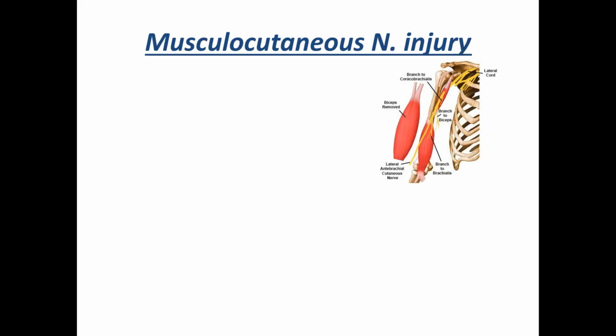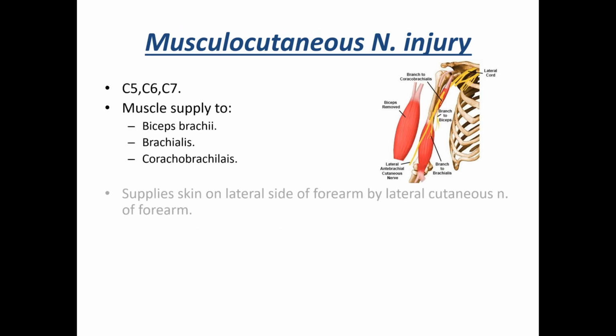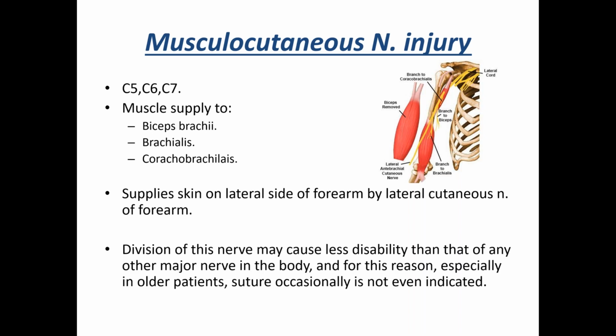Coming to some common nerve injuries which we will discuss. The first is the musculocutaneous nerve. Now, musculocutaneous nerve is a branch of the lateral cord of the brachial plexus, and it supplies three important muscles: the biceps brachii, brachialis, and coracobrachialis. Now, biceps brachii, brachialis, and coracobrachialis, they're all very important flexors of the elbow joint. And after supplying these three muscles, the musculocutaneous nerve supplies the skin on the lateral side of the forearm by continuing as lateral cutaneous nerve of the forearm.